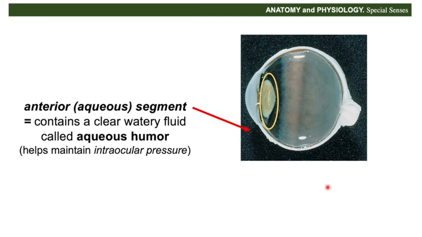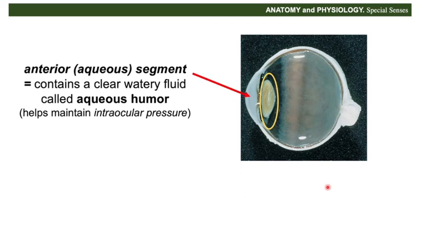The lens divides the eye into two segments or chambers. The anterior or aqueous segment contains a clear watery fluid called aqueous humor, which helps maintain intraocular pressure or the fluid pressure inside the eye. Measuring intraocular pressure by an ophthalmologist gives an important picture of eye health and can find signs of optic nerve damage that might affect eyesight.